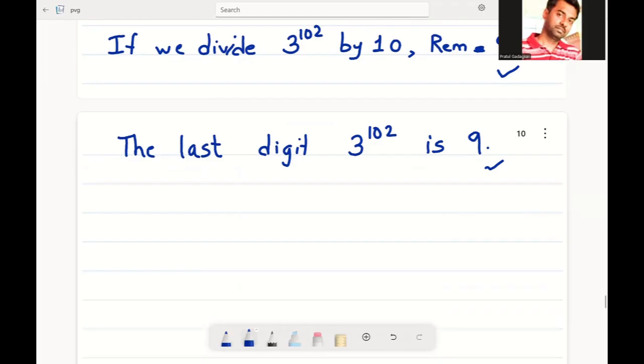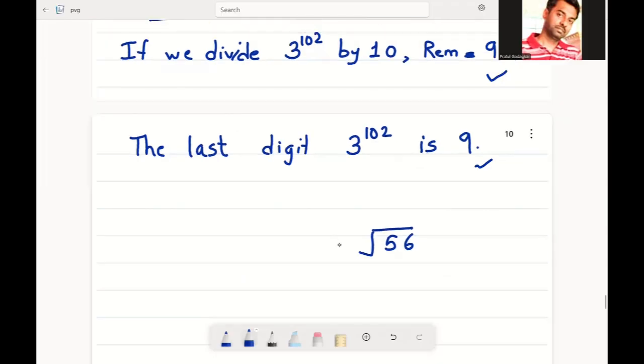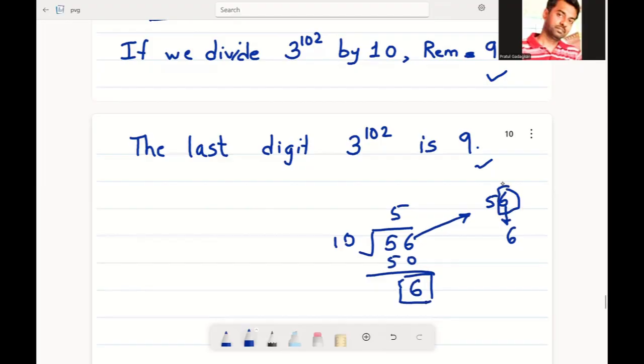See, if I take a number, suppose I take a number 56, and if I divide it by 10, any number if you divide by 10, whatever remainder you get, that remainder is always the last digit. Here 56 has last digit 6. Right? So if you divide any number by 10, whatever remainder you will get, that remainder will be exactly the last digit.